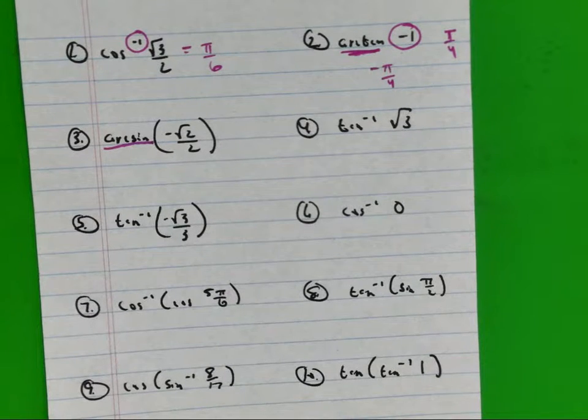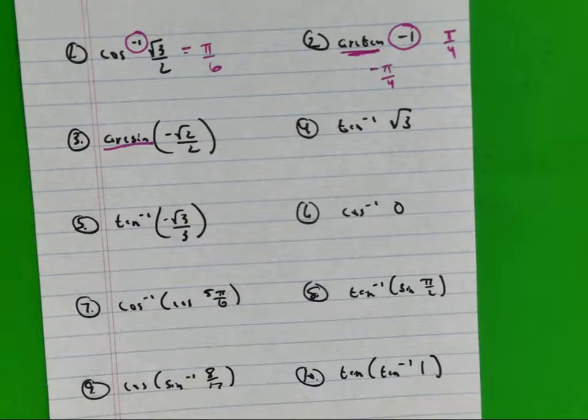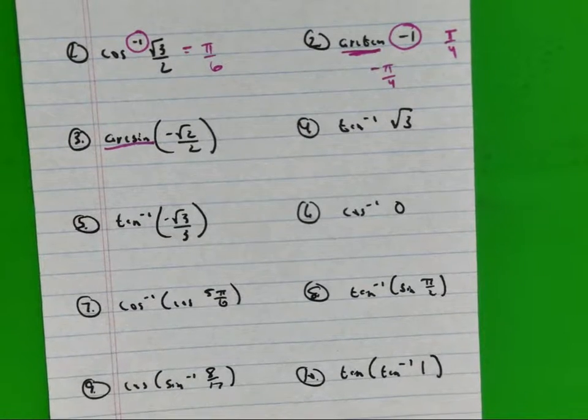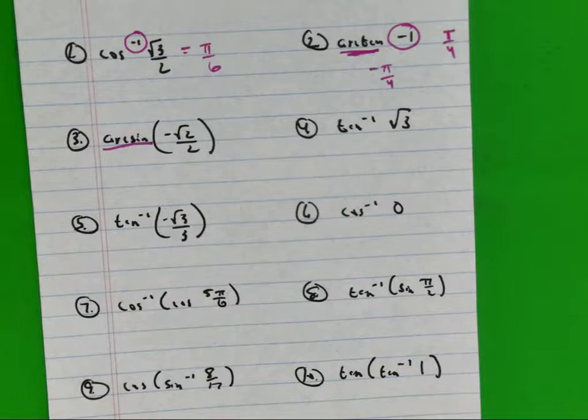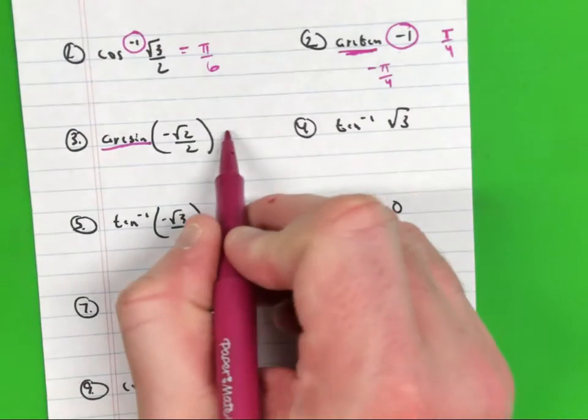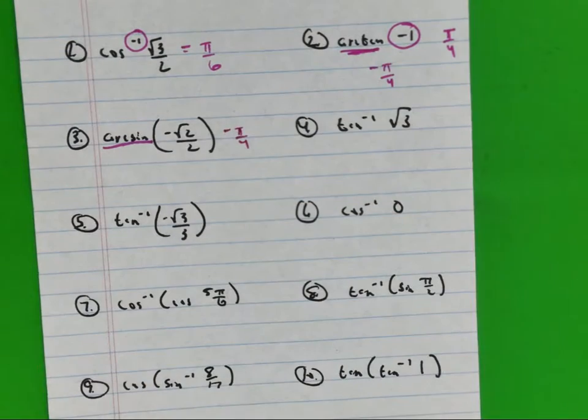4. Okay. Which family members dealt with square root of 2 over 2? Pi over 4. Now I know that 7 pi over 4 lives in quad 4, but can I write 7 pi over 4? What's the one that means the same thing? Very good.